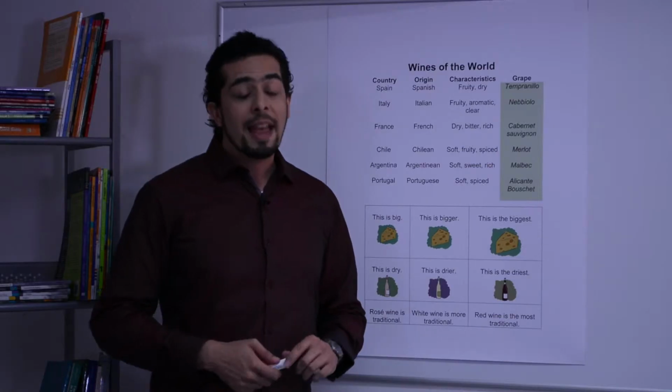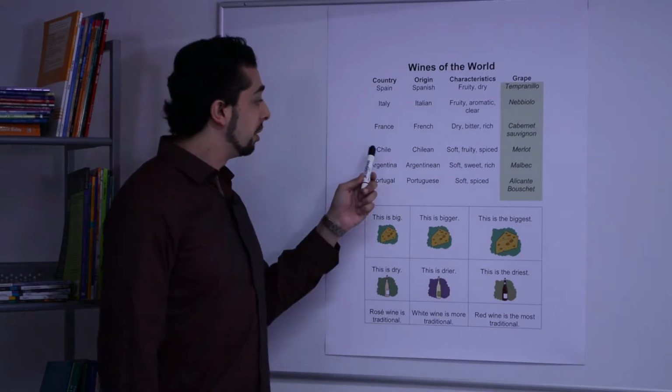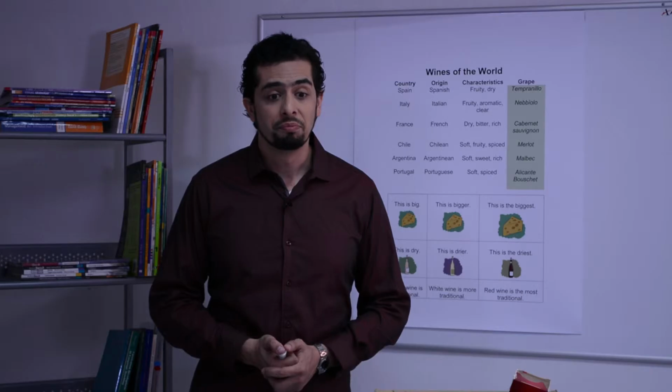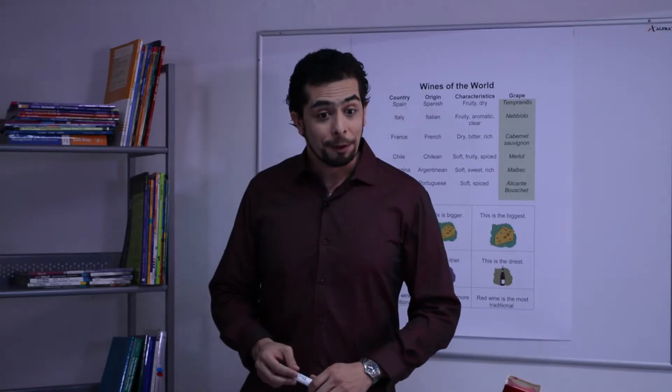Now, please, Fer, help me take a look at the Chilean wines. Wines from Chile are soft, fruity, and spiced. Merlot is a Chilean wine. Wines from Argentina are soft, sweet, and rich. Malbec is an Argentinian wine. Very good, Fer.